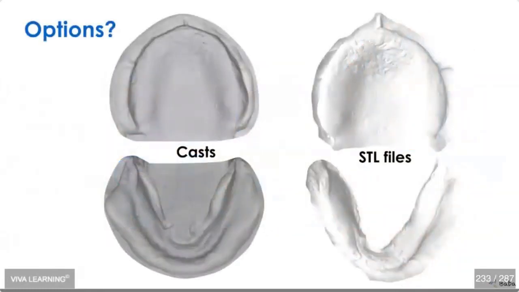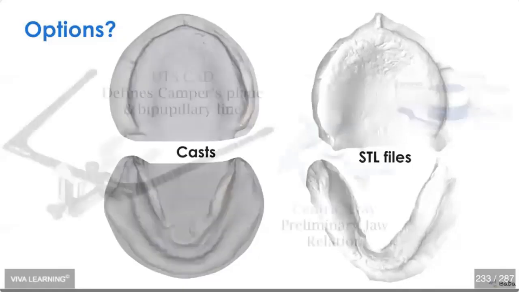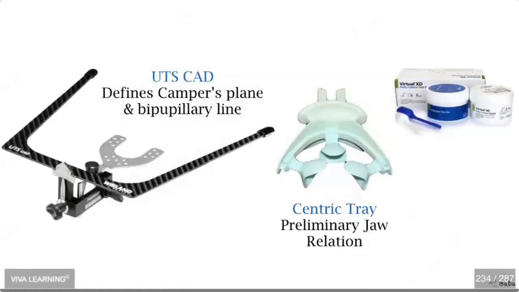Now the question here: would you send the cast or would you send an STL file? It doesn't make a difference. You can either pour these alginates and send the lab the stone casts, or you can scan them and send the STL files. But if you do that, all you have to do is ship the centric tray, because they want to put everything together.